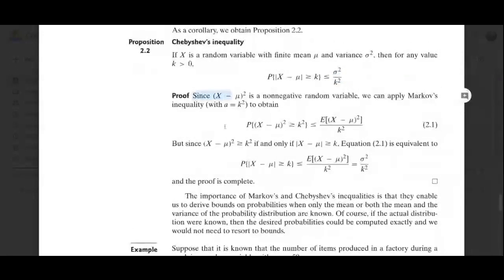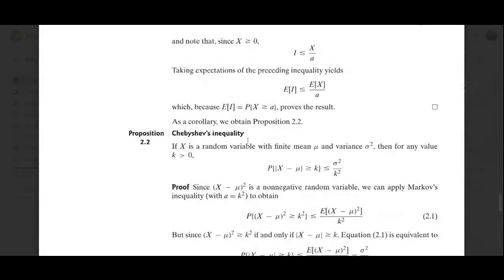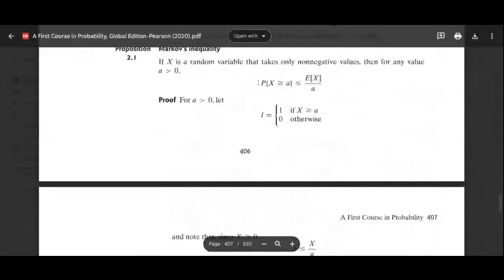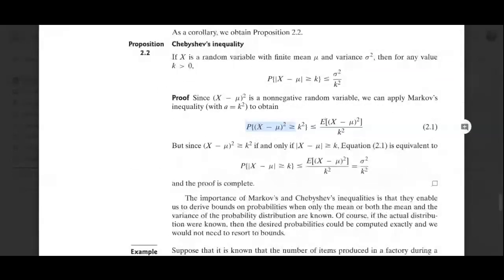Let's see the proof. Since X minus mu squared is a non-negative random variable, we can apply Markov's inequality. That is, the probability of X minus mu squared greater than or equal to k squared is less than or equal to the expected value of X minus mu squared divided by k squared. So this uses Markov's inequality.